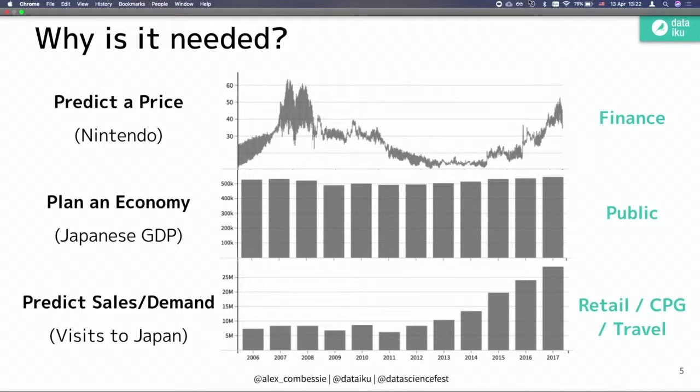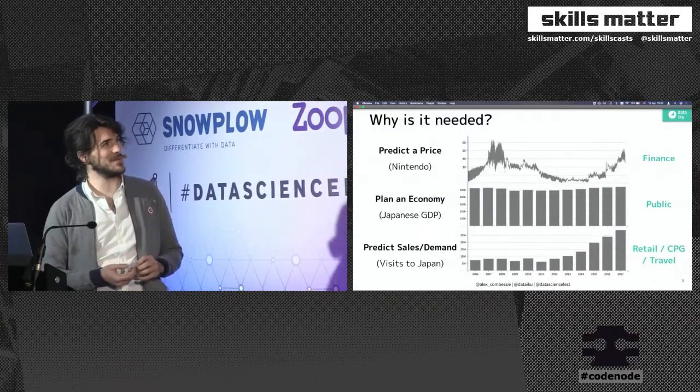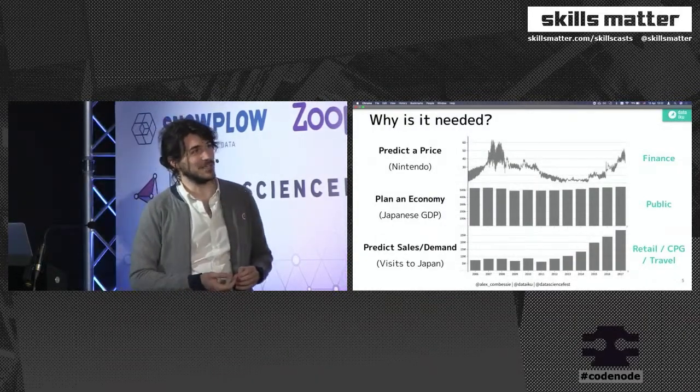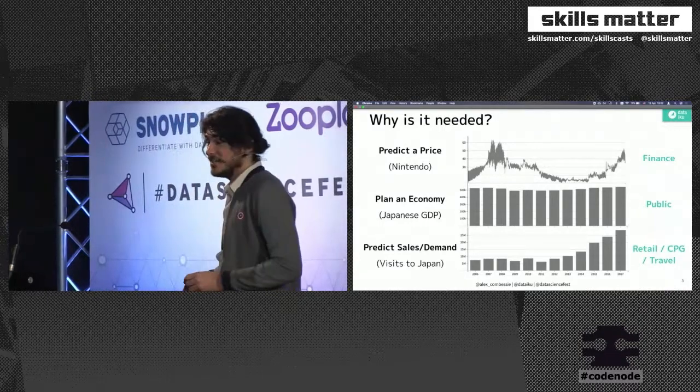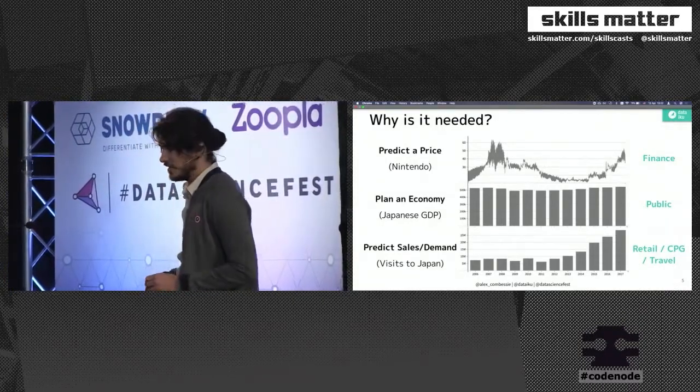In the public sector, people use it to plan an economy. Actually, you could wonder why a sophisticated model is needed for Japanese GDP, because it's fairly flat. But it is, because a tiny variation is actually very, very important and has absolutely enormous consequences.